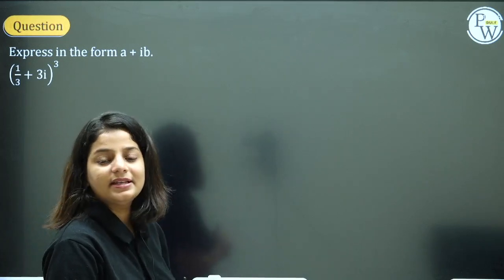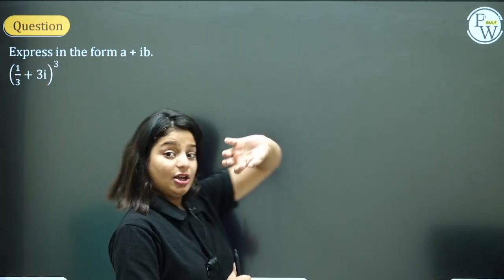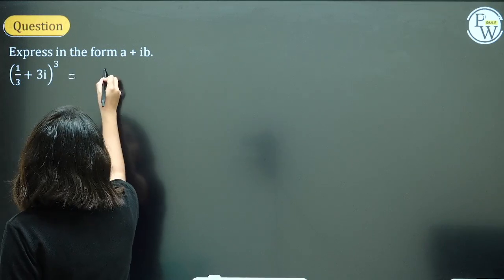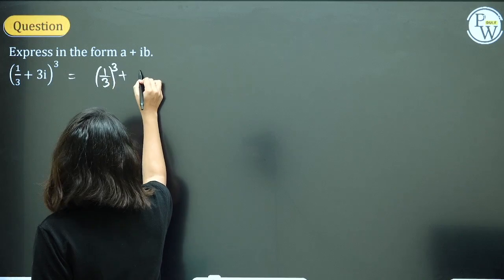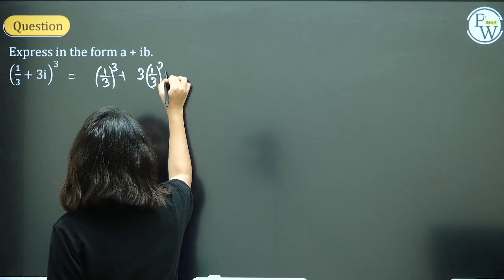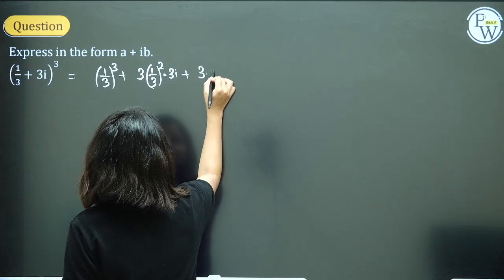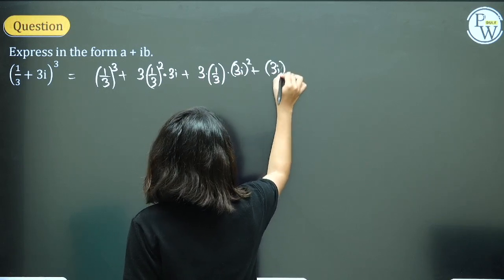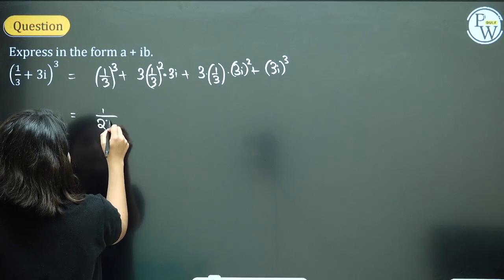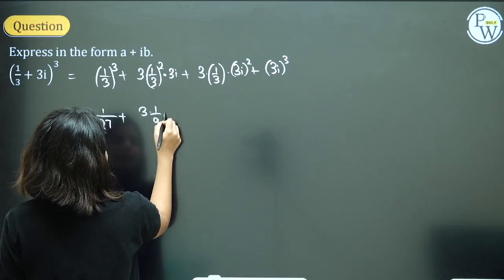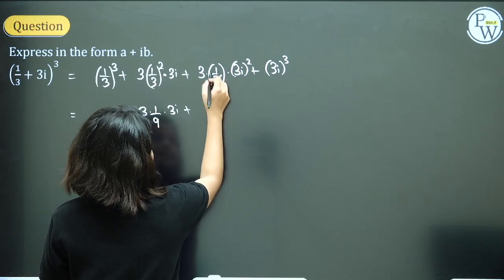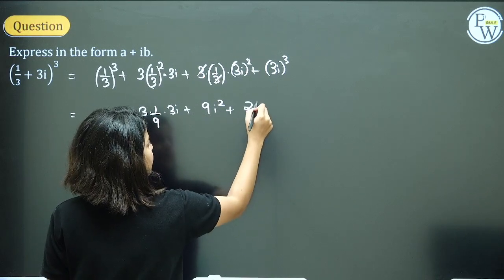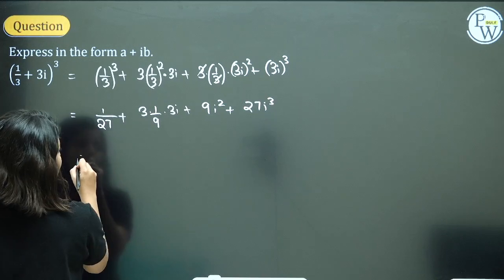Express in the form of a plus ib. It's cubing and we just saw the identities. So a cube plus that formula: first term cube, plus 3a square into b, plus 3a into b square, plus b cube. 1 upon 27 plus 3 into 1 by 9 into 3i, plus 3 cancel, 3 square is 9, and i square, you all know, is minus 1. 3 cube is 27 and i cube is minus i, which we are going to put.